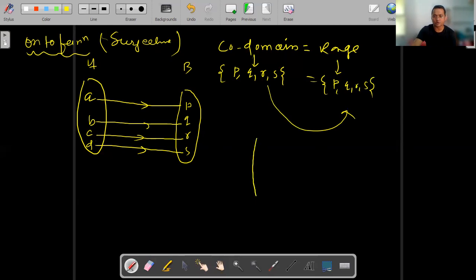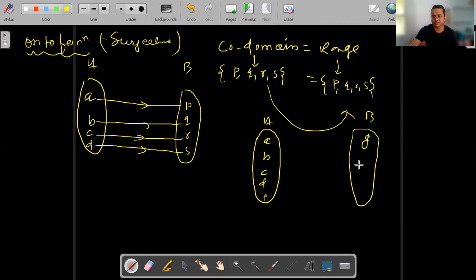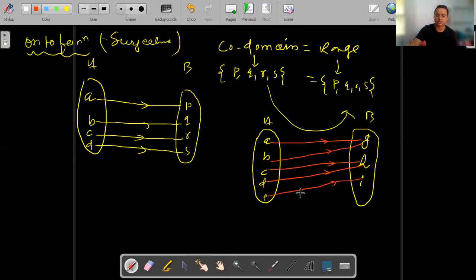See, set A and set B. So this is A, B, C, D, and E, and G, H, I. Now you see A is mapped with G, B also mapped with G, C mapped with H, D mapped with H, and E mapped with what? I. E mapped with I.